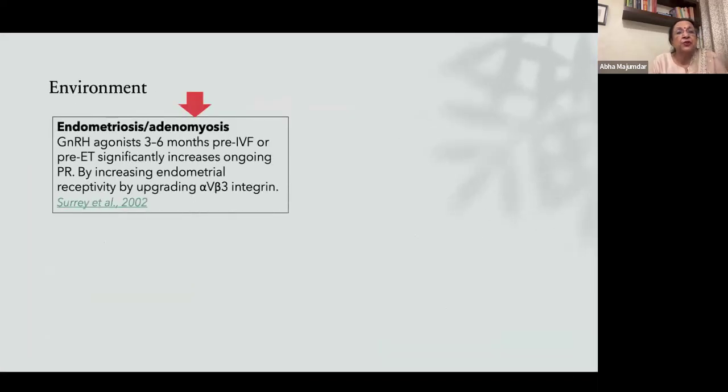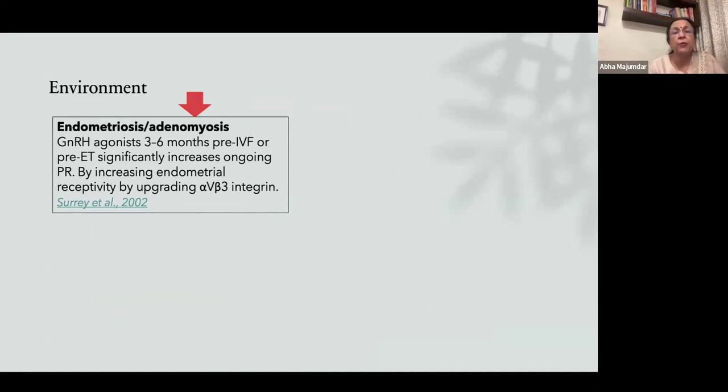Environment, yes, endometriosis, adenomyosis, we all understand. I didn't tell you about the surgical treatment, but we can give a GnRH agonist for 3 to 6 months pre-IVF or pre-ET, which significantly increases the ongoing pregnancy rate by increasing endometrial receptivity by upregulating the alpha-5 beta-3 integrin. This is known since long.